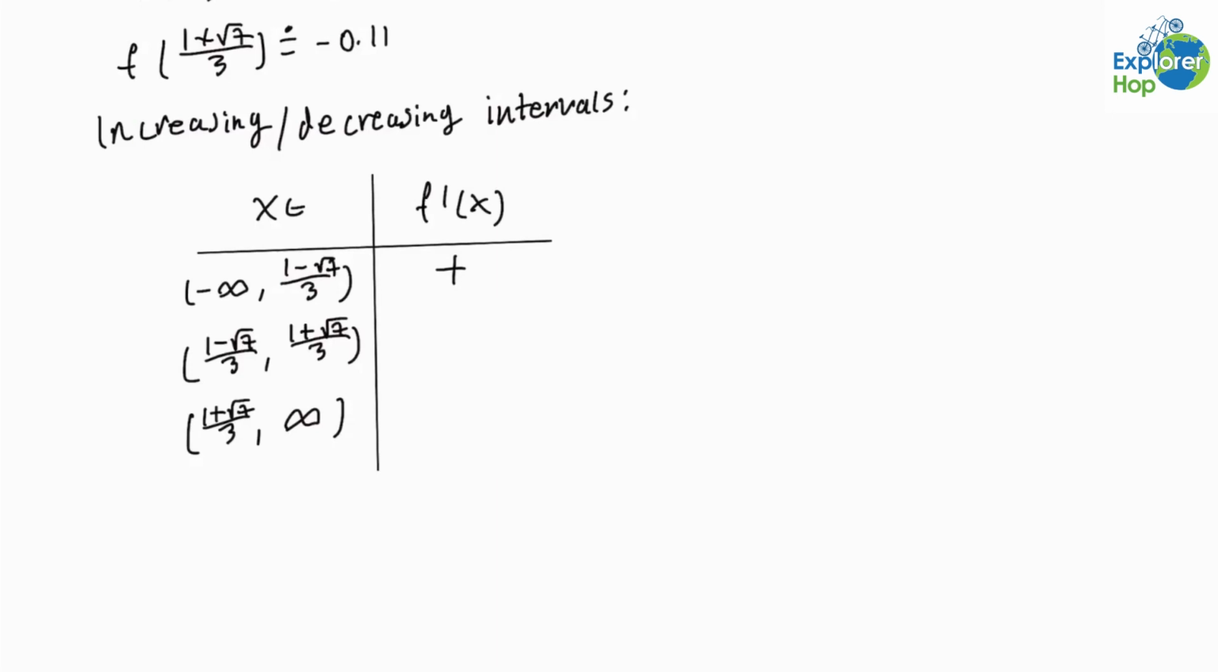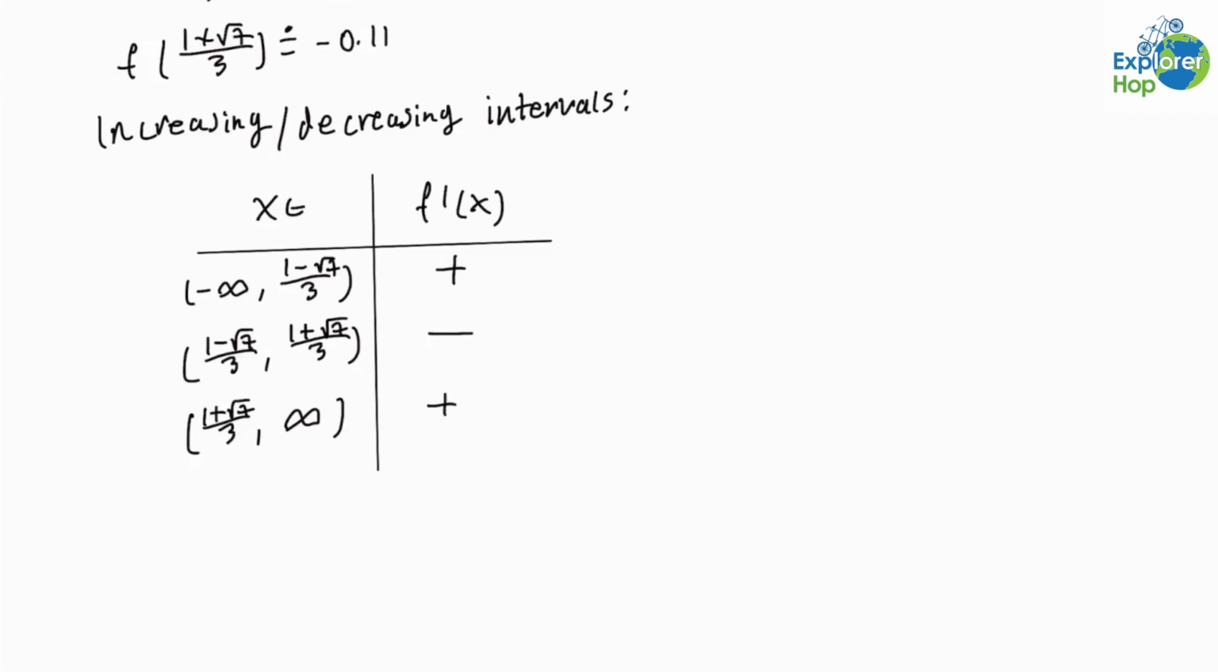And now we do the same thing for the other two intervals. If x is in the interval from 1 minus root 7 over 3 to 1 plus root 7 over 3, then we can sub x equals 0 into the derivative of f of x, and we get that the derivative is negative. And if x is in the interval from 1 plus root 7 over 3 to infinity, then subbing in x equals 2 tells us that the derivative of f of x is positive.